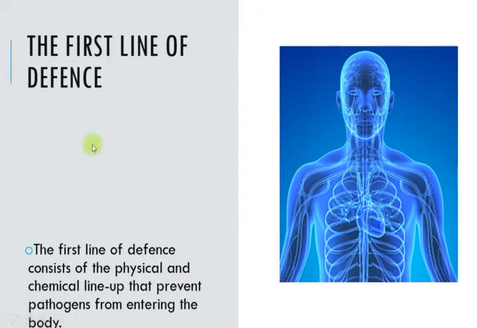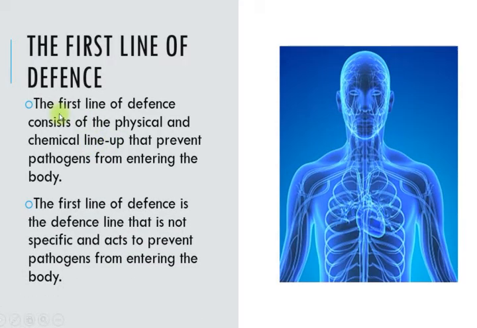Now let's go to the first line of defense. The first line of defense consists of the physical and chemical barriers that prevent pathogens from entering the body. So what is the objective of the first line of defense? This first line of defense will prevent the pathogen from entering the body. So the first line of defense consists of the physical barrier and also the chemical barrier.